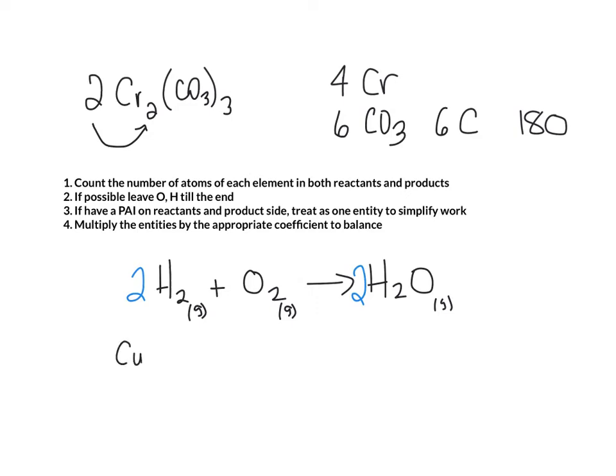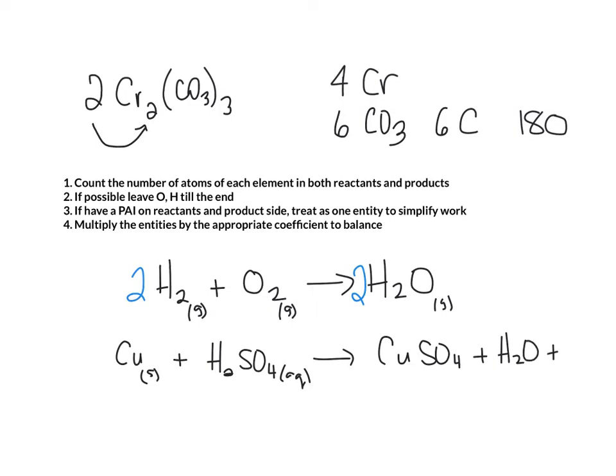copper solid plus sulfuric acid producing copper sulfate and water. And sulfur dioxide gas. So that's liquid water, and that's copper 2 sulfate, which is soluble. Okay.